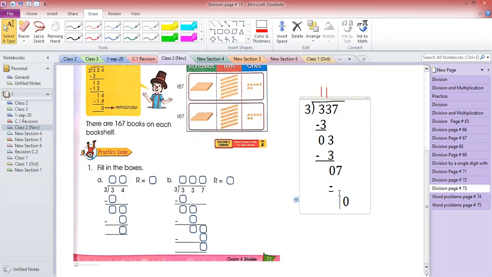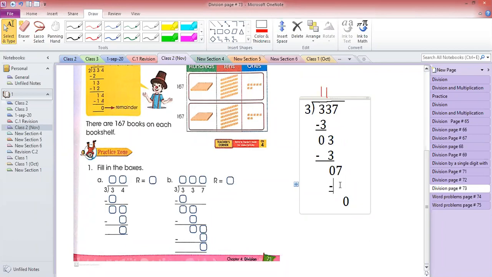This is 7 now. Does 7 come in the table of 3? How many 3s are there in 7? Check the table of 3, 3 multiplied by 1, 3, 3 multiplied by 2, 6, 3 multiplied by 3, 9. I'm not saying multiply 3 by 7. I'm saying check the table of 3, whether 7 comes in the table of 3 or not. No, it doesn't.